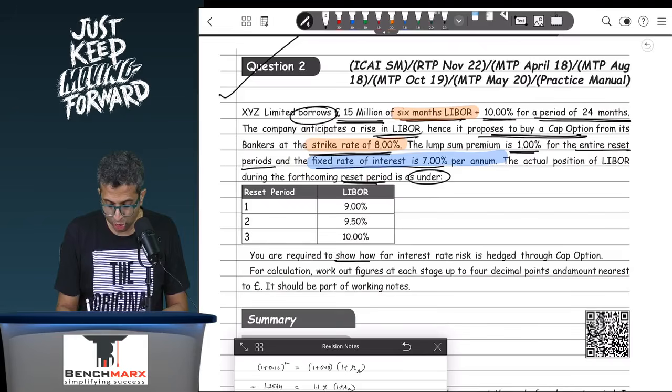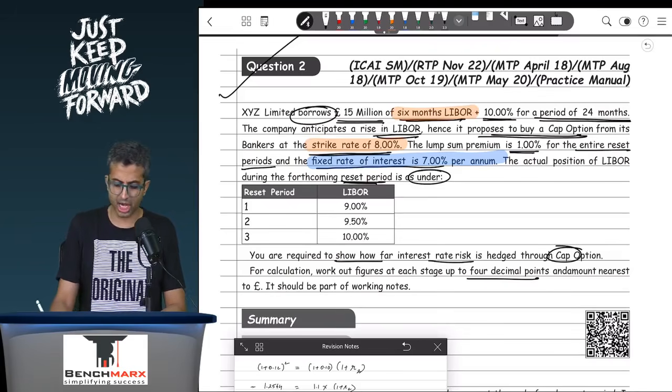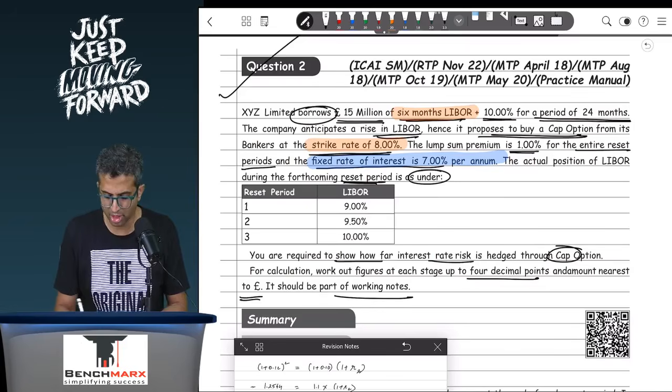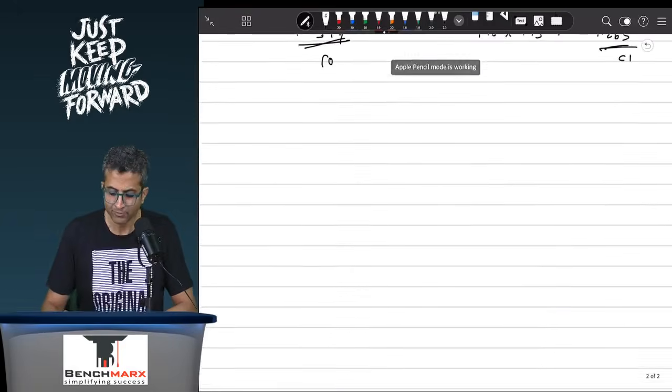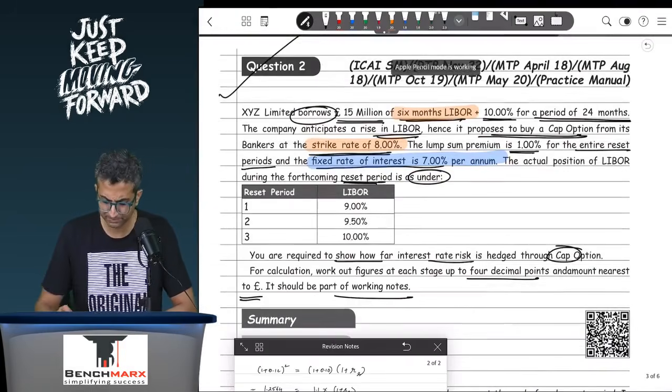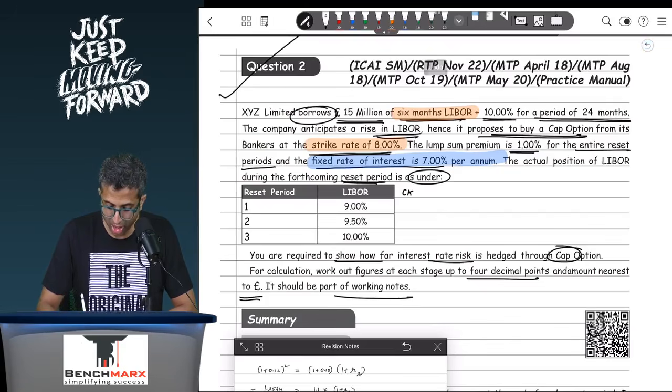You are required to show how the interest rate risk is hedged using a cap option. For your calculation, work up to 4 decimals and round off to the nearest pound. Everything should form a part of your answer. That's fine. So over here, when will the cap be exercised? If I look at the cap, what is the strike price? The exercise price is 8%.